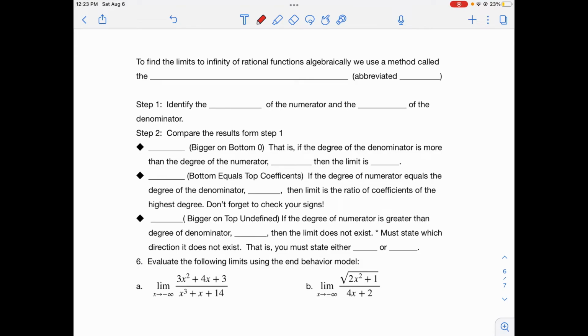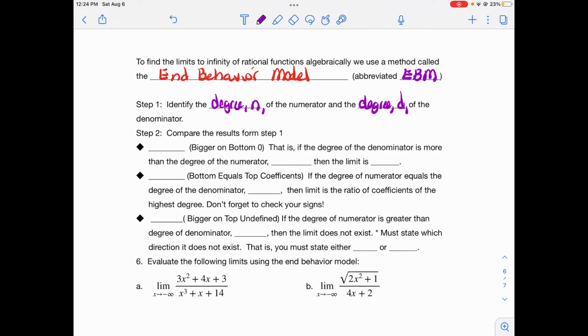If you want to find the limits at infinity of rational functions algebraically, we can use a method called the end behavior model. You can abbreviate that as EB. For the end behavior model, the first thing you have to do is identify the degree of the numerator, which I'm going to call n, and the degree of the denominator, which I'm going to call d.